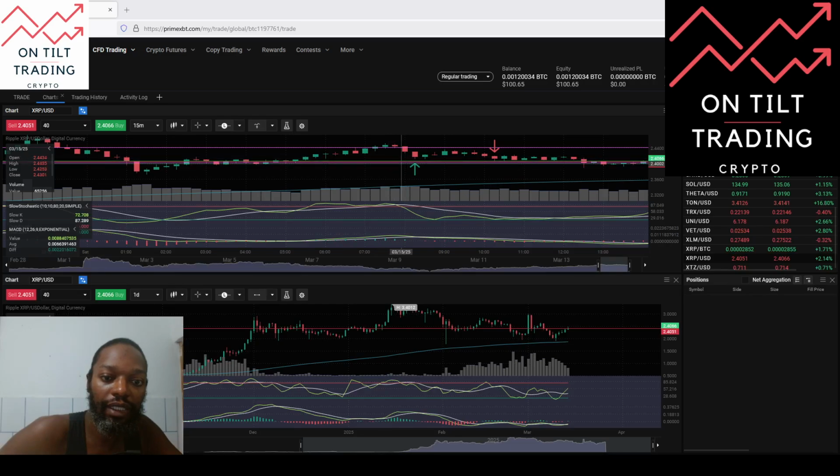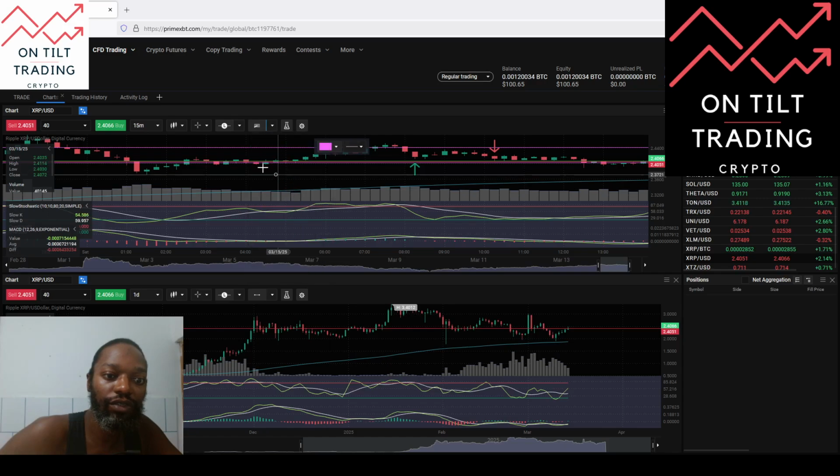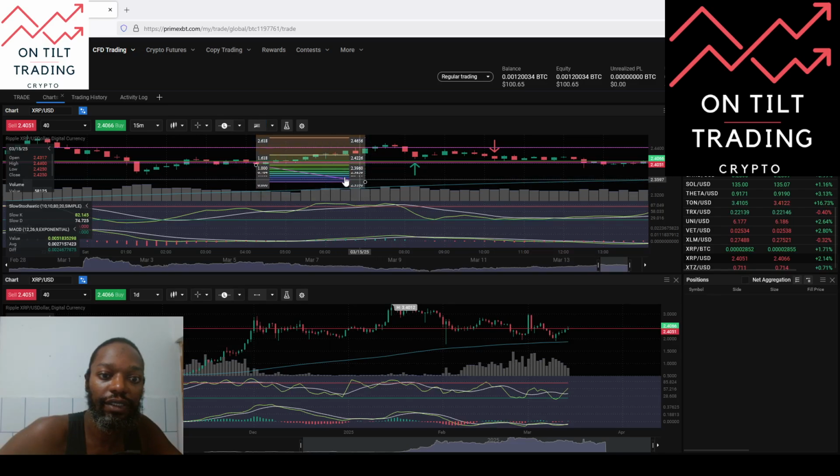I already know where my high is because we've got pullback here. So now I'm just going to pull up my Fibonacci retracement levels. I've got my low here, and I can come in. Actually, I need to move this.